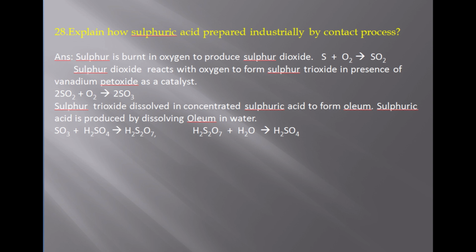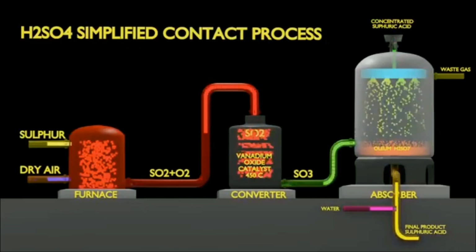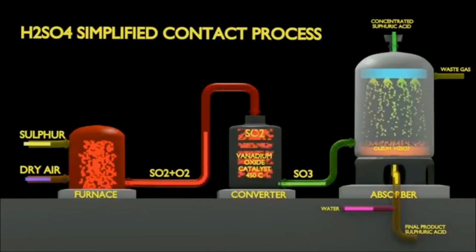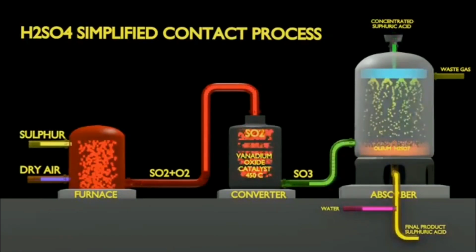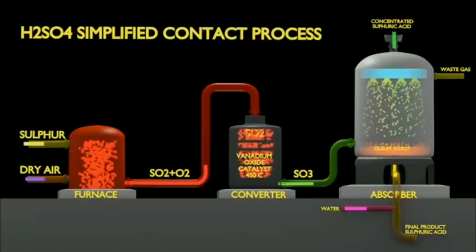Sulfur trioxide is dissolved in concentrated sulfuric acid to get oleum. Sulfuric acid is produced by dissolving oleum in water. Sulfur trioxide is not directly dissolved in water. The reaction of sulfur trioxide in water is an exothermic process. It may turn the sulfuric acid initially formed into fine fog-like particles which will hinder further dissolution.